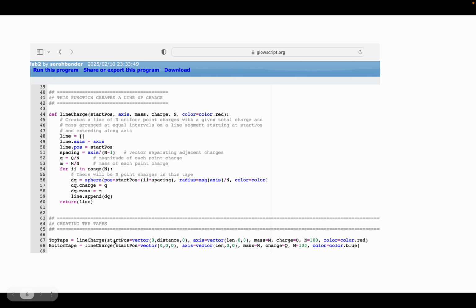And so then actually creating the tape, these distances and lengths are based off of the separation distance and then the length of the tape itself. And I chose to split the tapes into 100 segments, and that being said, the more segments we have, the more accurate we get.